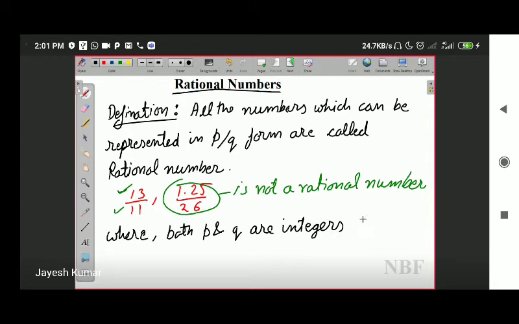Okay. Now students, you might remember what the integers were. Integers were the numbers without any fraction part. I will write down the definition shortly, but let's complete it first. And Q is not equal to 0. So first see the definition of rational numbers once again. All the numbers which can be represented in P by Q form are called rational numbers, where both P and Q are integers and Q is not equal to 0.